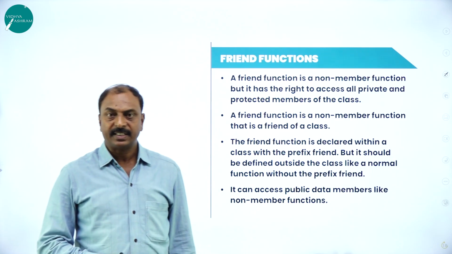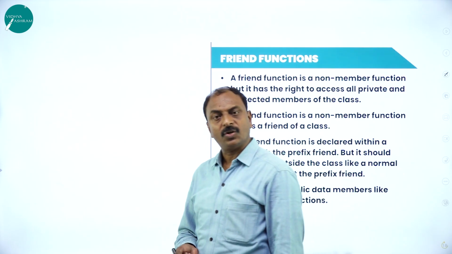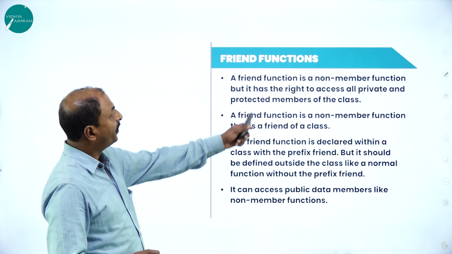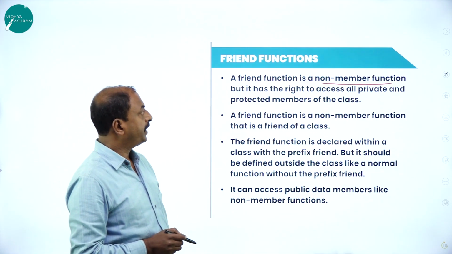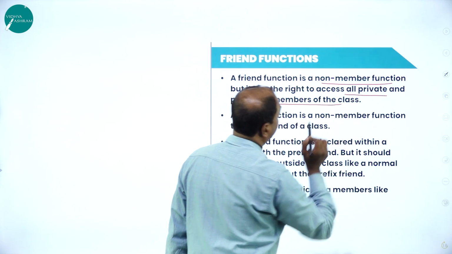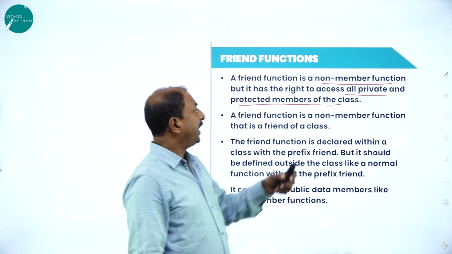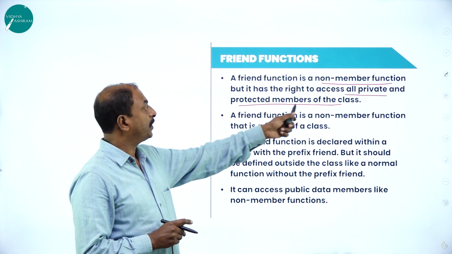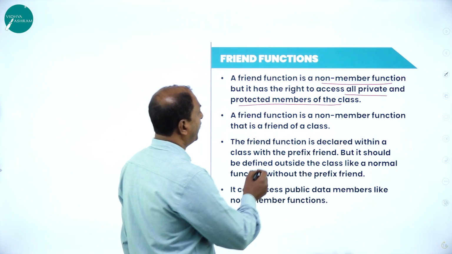Now, let us move on to the next slide, that is friend function. It is another type of function called a friend function. Now, let us see what the characteristics of a friend function are. A friend function is a non-member function. It is a non-member function, but it has the right to access all private and protected members of the class. So what is a friend function? The definition is it is a non-member function but it has all the rights to access the private and protected members of a class. A friend function is a non-member function that is a friend of a class.